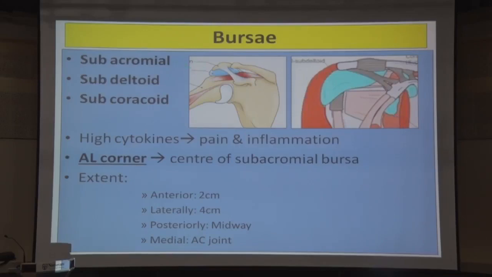The significance of these bursae is they have a very high level of cytokines, and hence they cause pain and inflammation when associated with rotator cuff tears, and hence we have to take care that we do a thorough subacromial decompression. Again, the anterolateral corner of the acromion is the center of the bursa and not the center of the acromion.